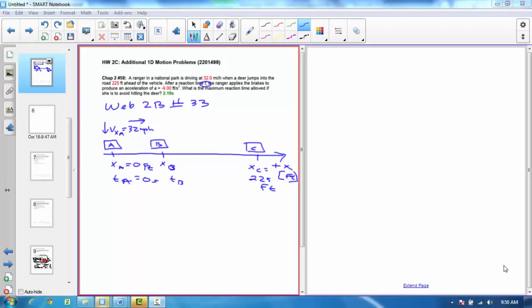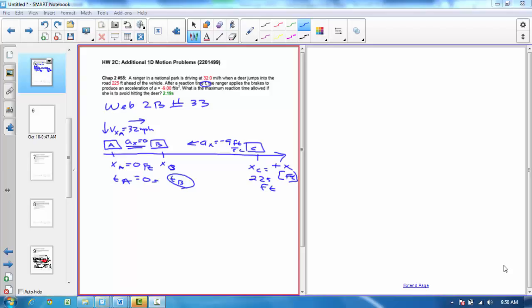So if we start this out at 0 seconds, we've got this reaction time that it's going to take for her to apply the brakes. And so from time A to time B, we've got no acceleration. She's just going at a constant velocity. From time B to time C, she's actually applying the brakes. We have an acceleration pointing backwards, and they tell us what that is. Negative 9 feet per second squared.